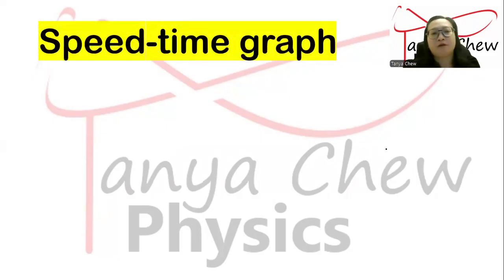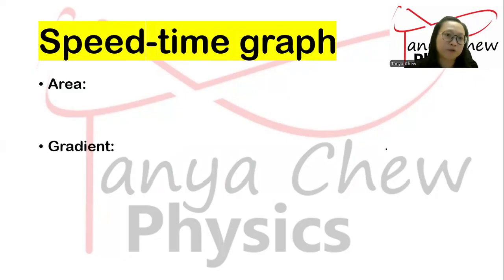So the next graph is about the speed time graph. Same goes for the speed time graph: there are two pieces of information that you could obtain from the graph. Speed time graph, to be honest, is more important as compared to distance time graph because it gives you more information.